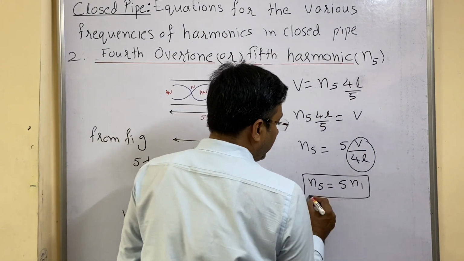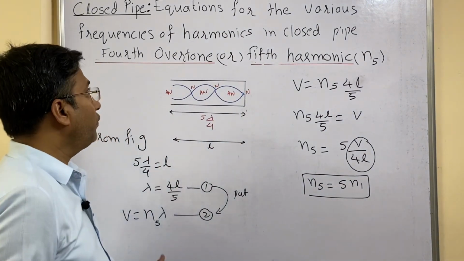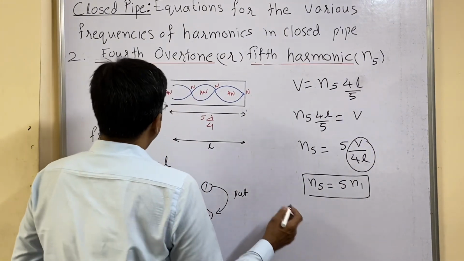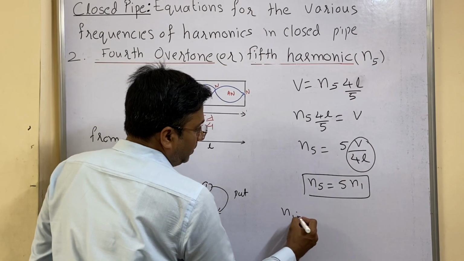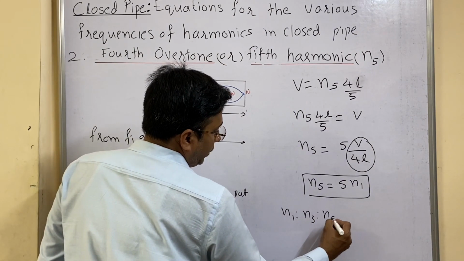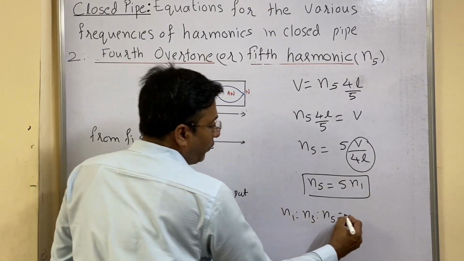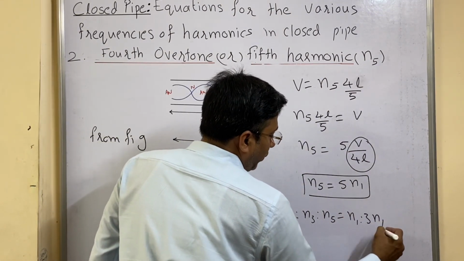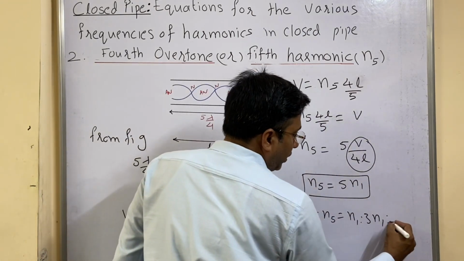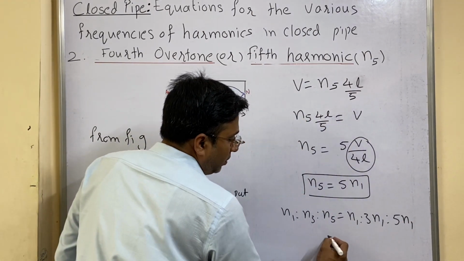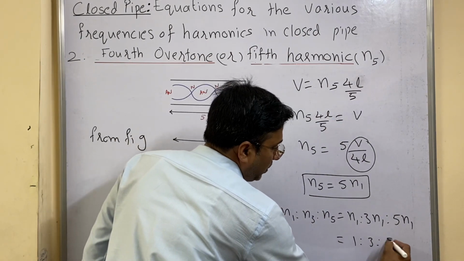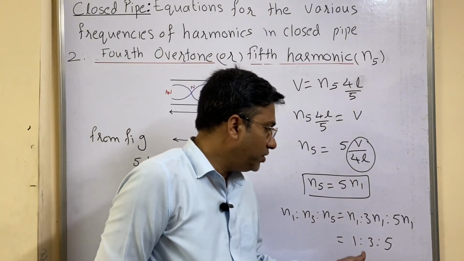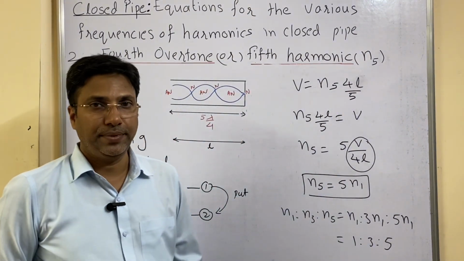So this is the equation for the fifth harmonic in case of a closed pipe. If you compare the frequencies individually, you can see that N1 is to N3 is to N5 is equal to the value of N1, the value of N3 is 3N1, the value of N5 is 5N1. So here we will get 1 is to 3 is to 5. Therefore, the frequencies are in the ratio of 1 is to 3 is to 5 in case of a closed pipe.